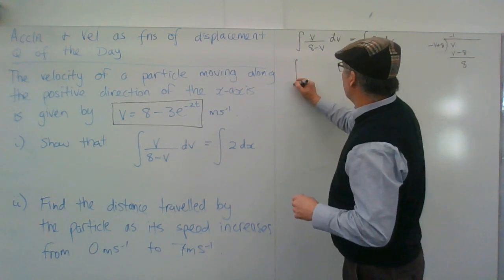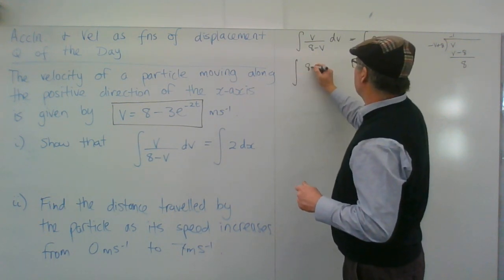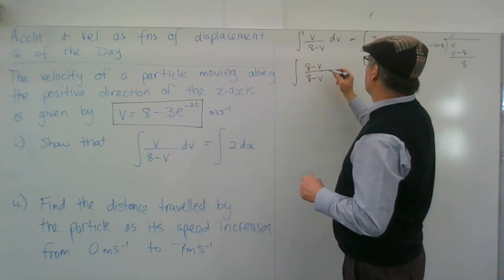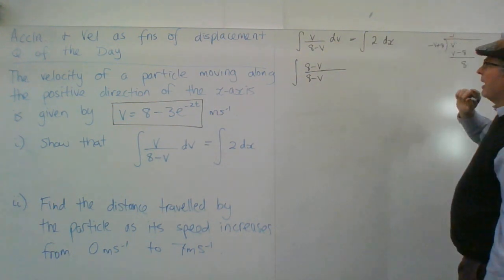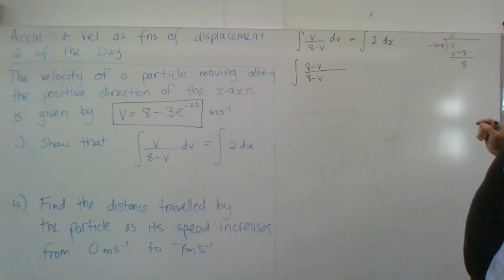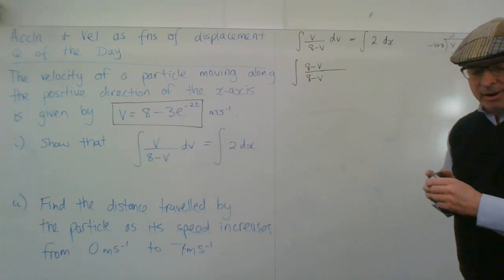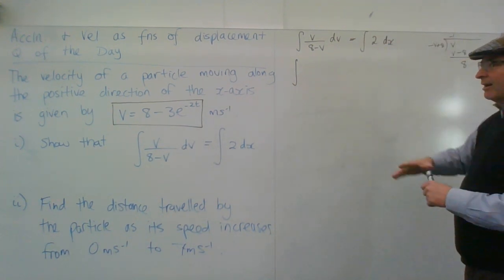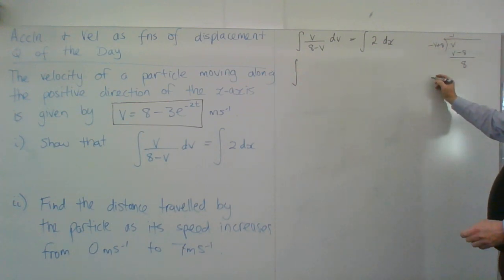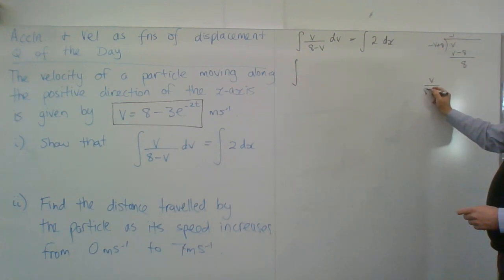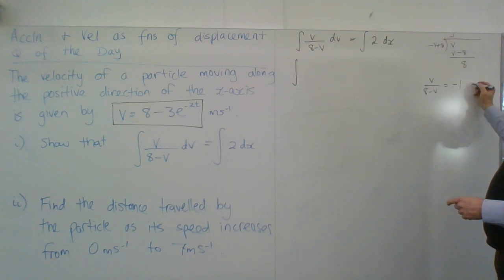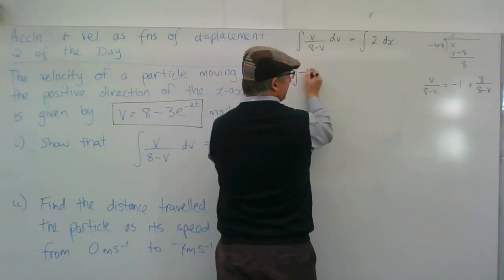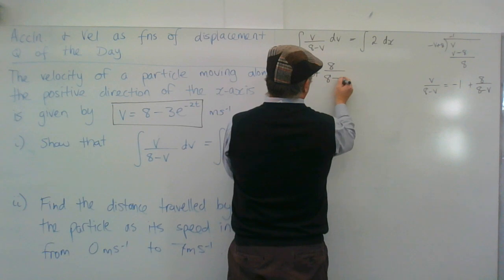I'm just going to write integral of 8 minus v on 8 minus v. But what I've done there is I'm confusing myself a bit. So I'm just going to follow what I've done over here, because I know that v on 8 minus v is equal to minus 1 plus 8 on 8 minus v. I know that's the case, so I'm going to write that down here. Minus 1 plus 8 on 8 minus v.